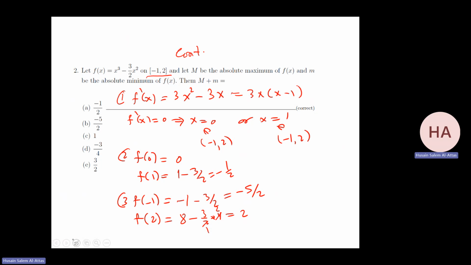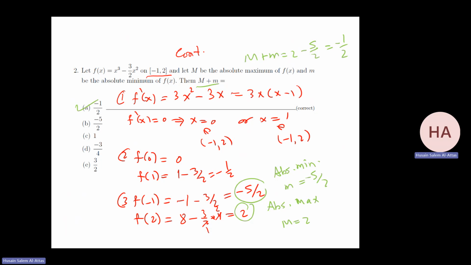Okay. Now we need to decide what is the maximum and what is the minimum. For sure, this will be the absolute maximum, which you call capital M. And this will be the absolute minimum, which you call small m. You want the sum of these two. So capital M plus small m is 2 minus 5 over 2, which is minus half. So that will be the answer.